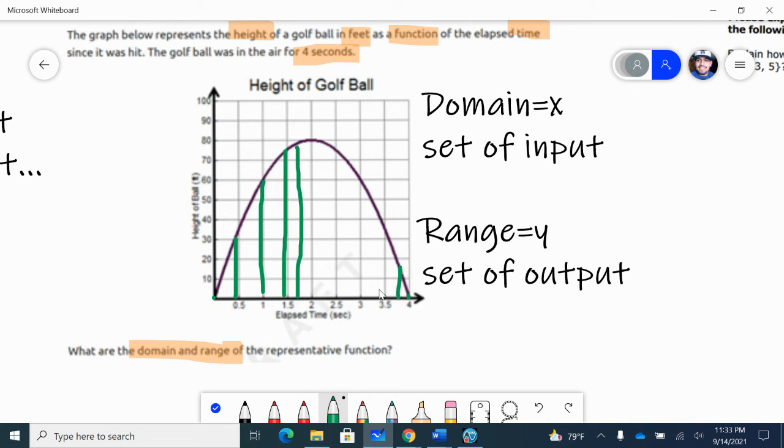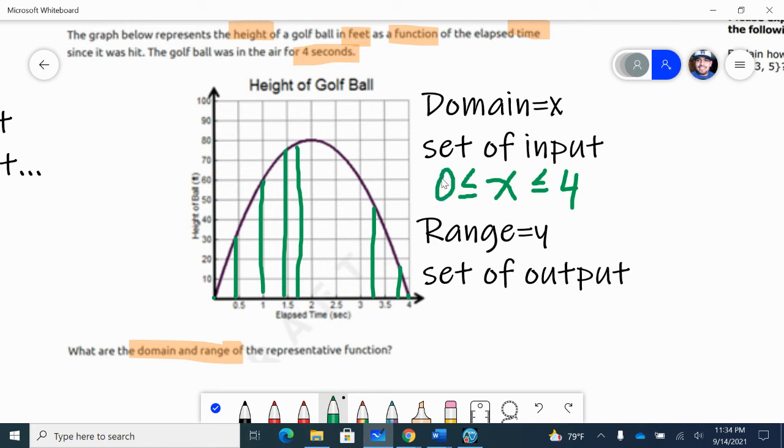So what is your domain? Your domain, again, it's the set of inputs utilized. So here, anything from 0 to 4 was utilized. So my domain is x is between 0 and 4.